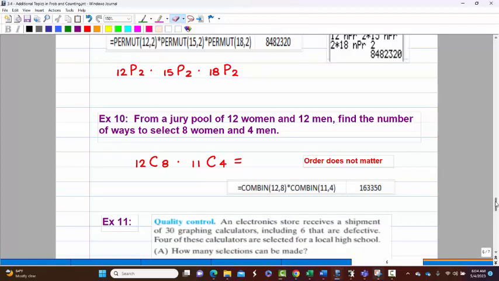Jury pool, 12 women, 12 men. Find the number of ways to select 8 women and 4 men. Order would not matter at all here.